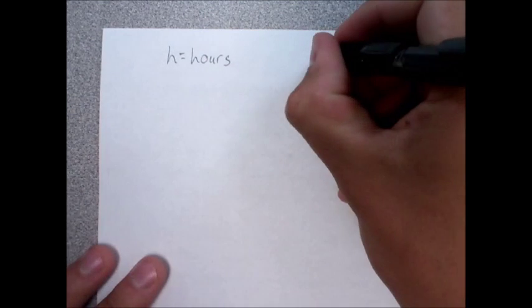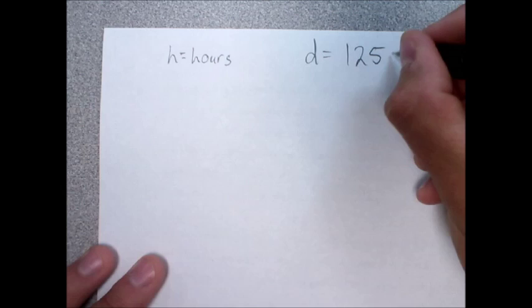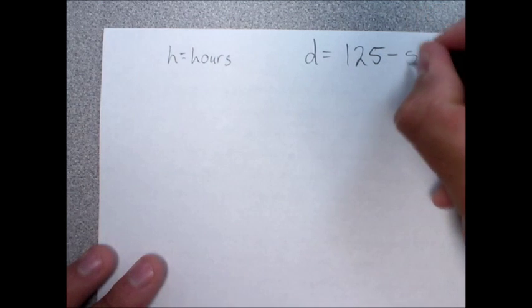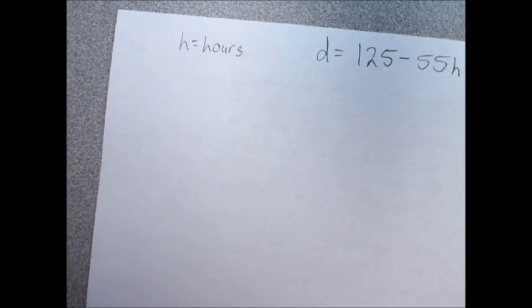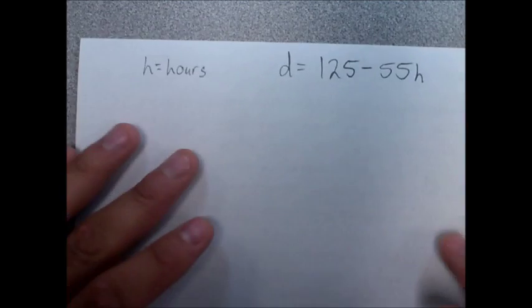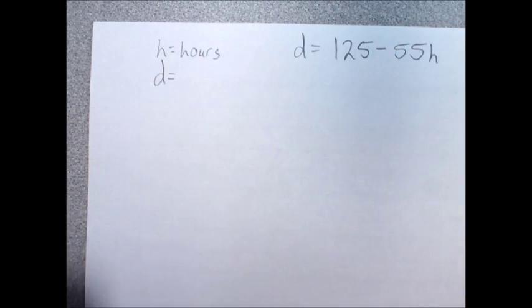After leaving can be described in this equation. D equals 125, being the what? Miles from grandma's house. So what does each part of this equation mean for this situation? So we already established that H is hours. What do you think D stands for? Distance from what? Or to what? From Takashi's house to grandmother.